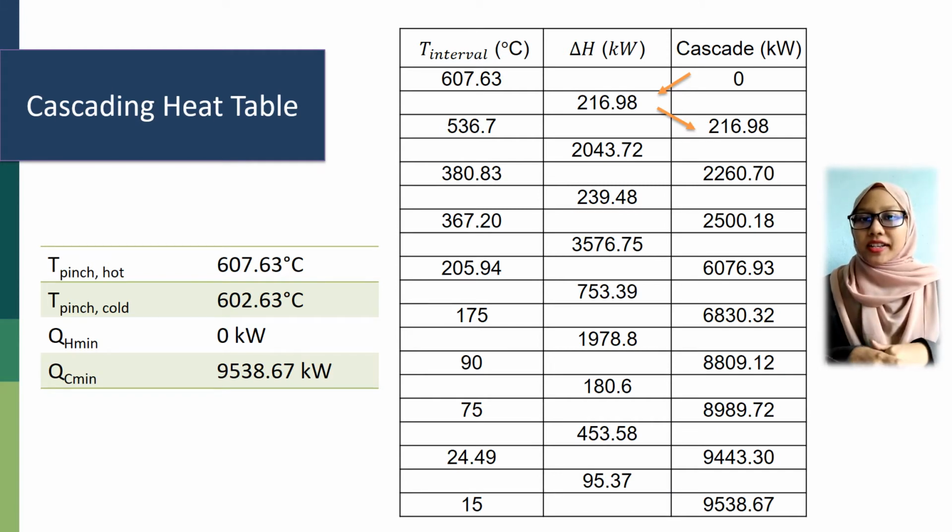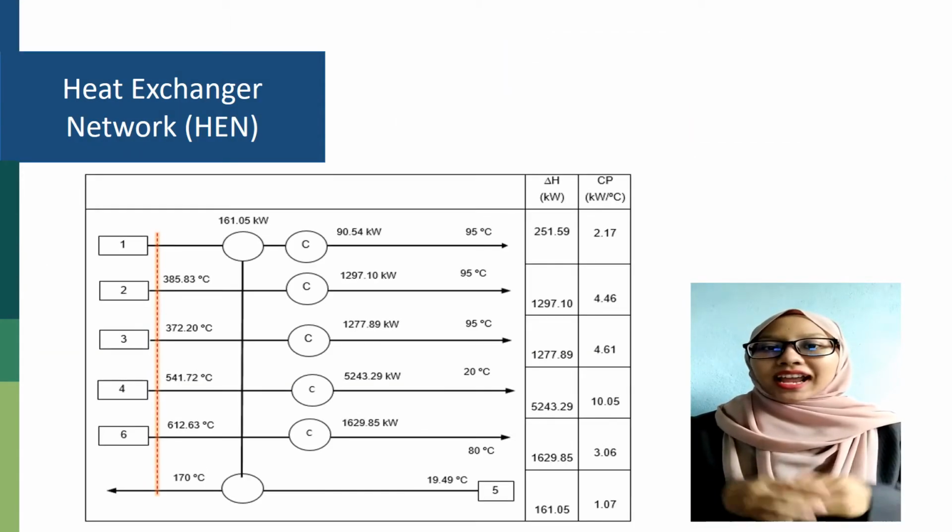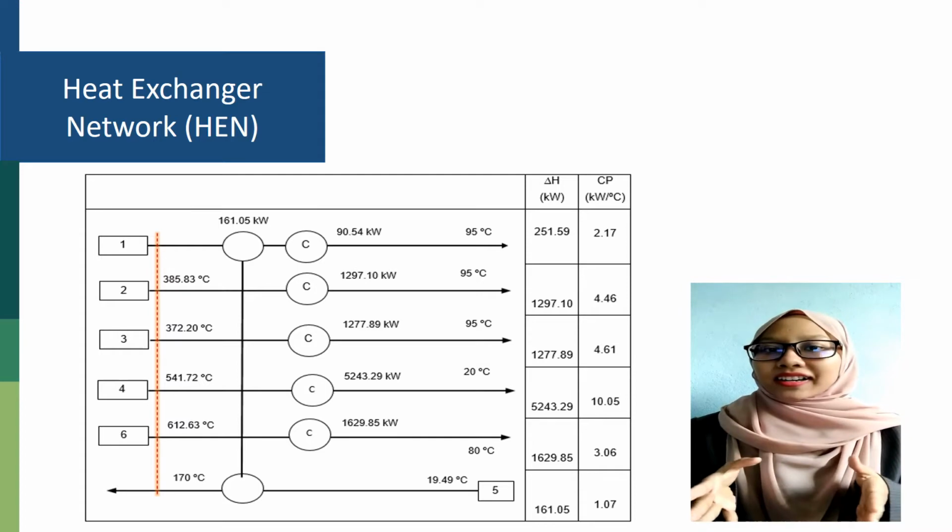Based on the calculation, the pinch occurs at a temperature of 607.63 degrees C. Hence, the pinch hot temperature is 607.63 degrees C. The pinch cold temperature is 602.63 degrees C. The QH min is 0 kilowatt and the QC min is 9,538.67 kilowatt. Thus, we conclude that this plant experiences a threshold problem since only QC min is required for this process plant. After that, the heat exchanger network (HEN) is designed to achieve the energy target given by the PTA.